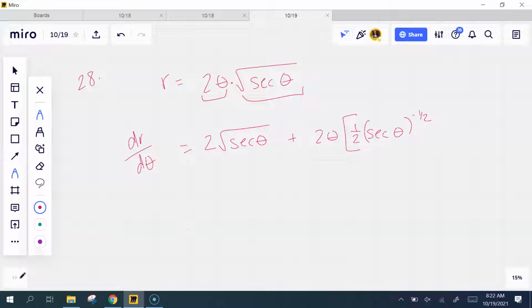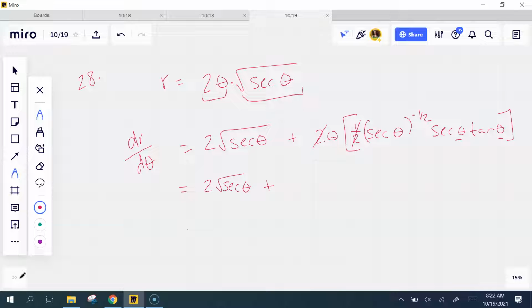Now I need to do chain rule. What's the derivative of secant theta? Secant theta tangent theta. And if this were anything other than theta, then I'd go ahead and do chain rule again. But since it's theta, the derivative of theta is just 1. And so I'm done there. Right. Yep. So you could leave it there if you want to go through and say this is 2 root secant theta plus, that would go away.